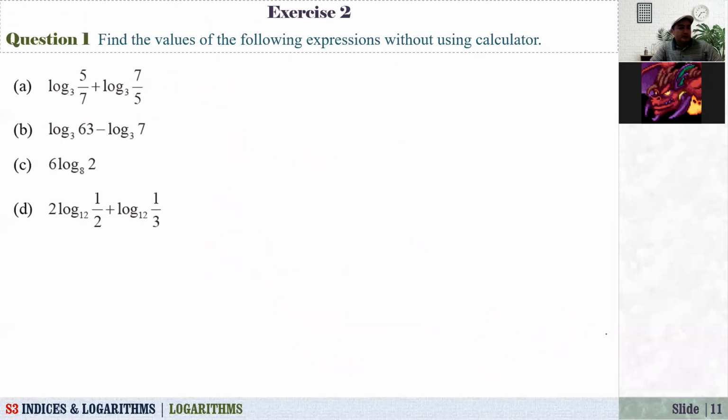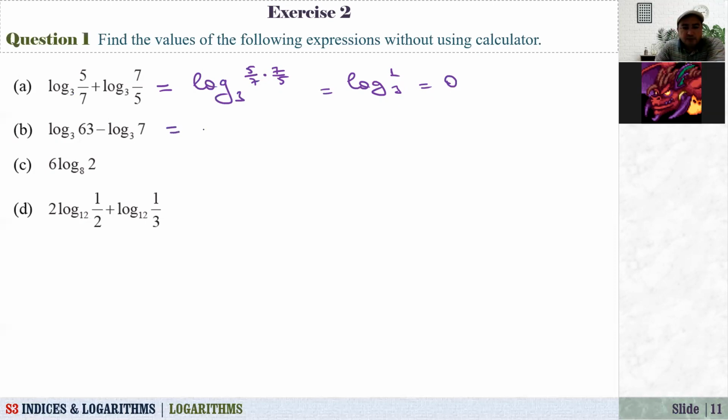All right. So we have a few questions in exercise 2. Now after getting some basic ideas, we can solve them a bit faster. Find the values of the following expressions without using a calculator. The first one, as you see, the bases are 3 and it's added. So I can just write it as logarithm in the base 3 of 5 over 7 times 7 over 5. So that's logarithm of 1 to the base 3, which is equal to 0, because 3 to the power of 0 is equal to 1.